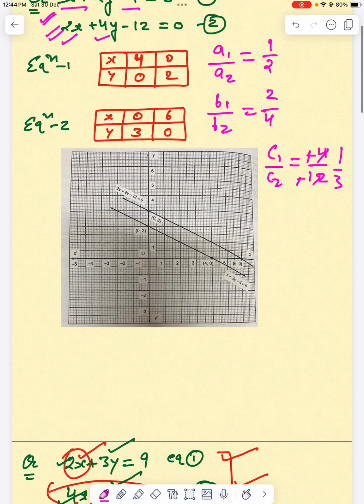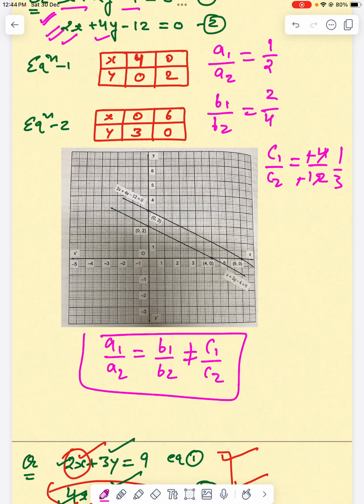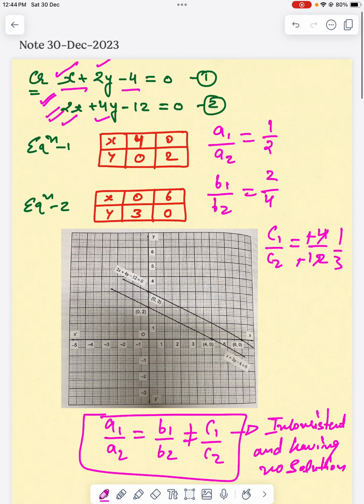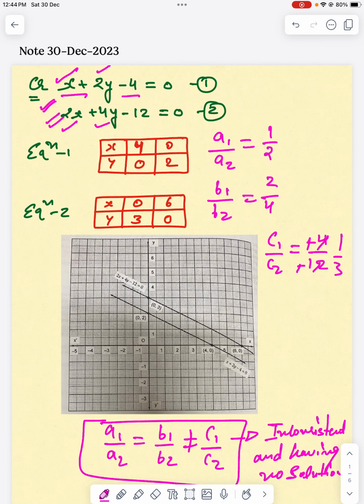So in case you get a1 upon a2 is equal to b1 upon b2 but not equal to c1 upon c2, then that pair of linear equations is inconsistent and you can say it has no solution, right? So today's session is very important from your examination point of view.